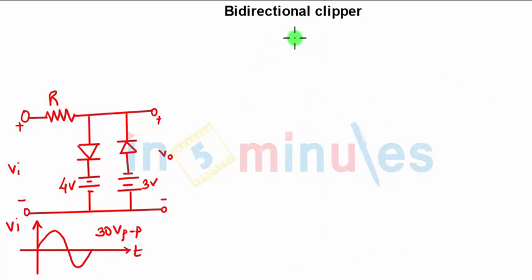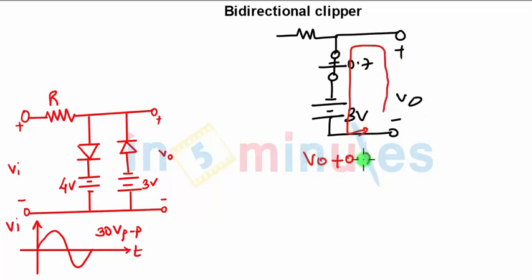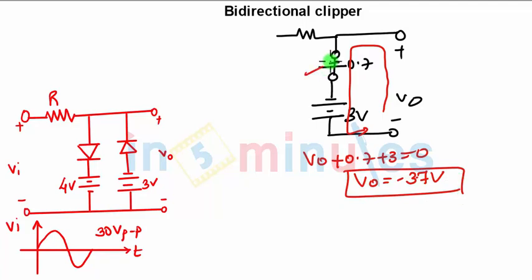After 3.7, the diode will be shorted and the circuit will look like the diode is short circuited. Voltage drop across the diode is negative, positive 0.7. You have negative, positive, negative, positive 3 volts and here you have VO. Once the diode is short circuited, we need to apply KVL from this point to this point. So KVL will be VO plus 0.7 plus 3 equals to 0. So VO will be minus 3.7 volts once the diode is short circuited. When will the diode be short circuited? When you are overcoming 3 plus 0.7, that is 3.7 volt.